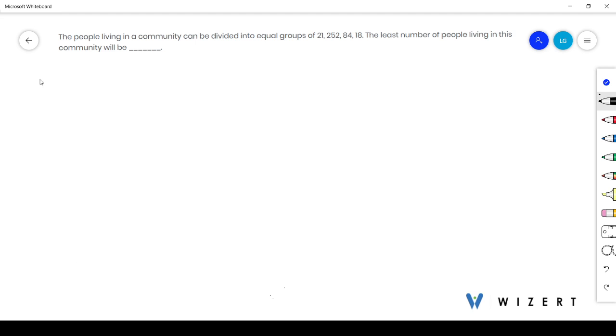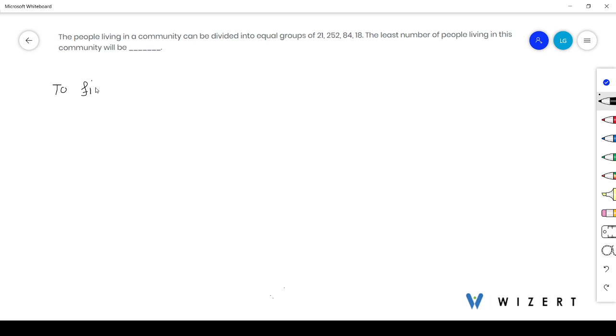Our question is: the people living in a community can be divided into equal groups of 21, 252, 84, and 18. So, find the least number of people living in the community.